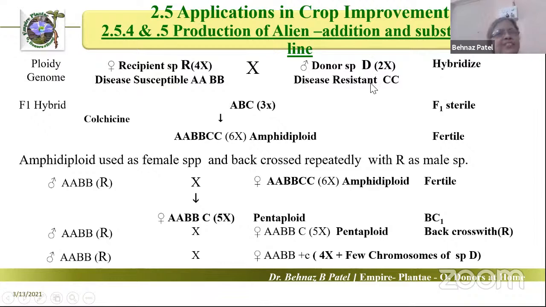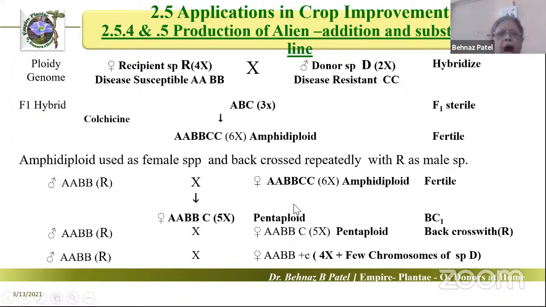I could have written R raised to S, so susceptible, and D being resistant, so DR, or R raised to DS, and D raised to disease resistant, so DR. That way also I could have done. Produce a triploid, that is ABC. And when colchicine was used, you got an amphidiploid AABBCC.